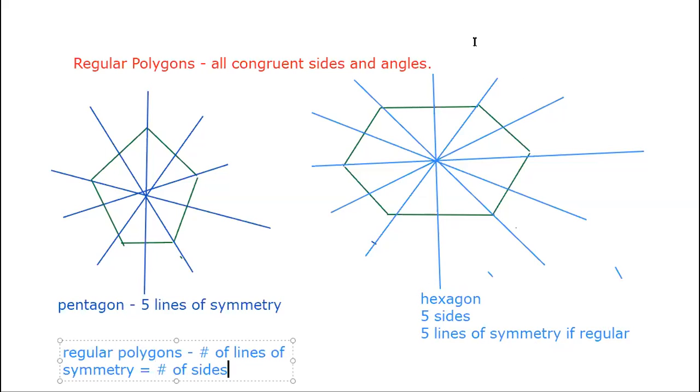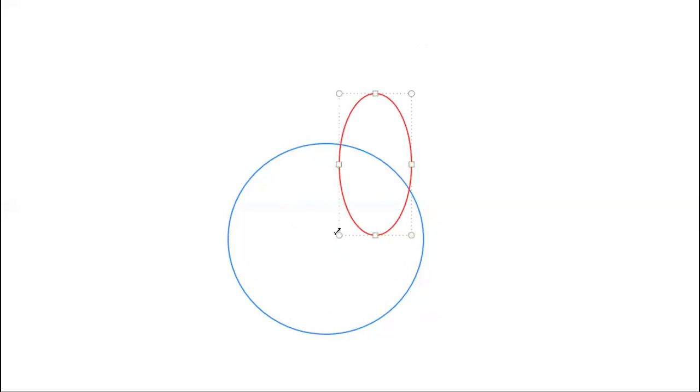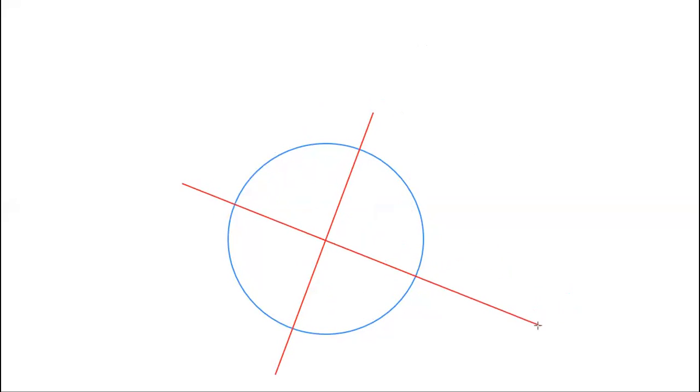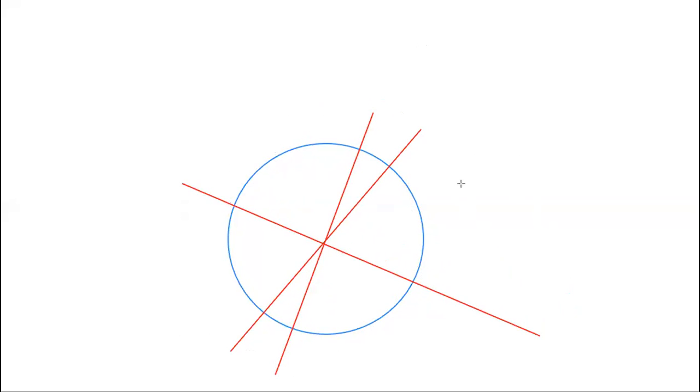Now another shape that we have dealt with is a circle. How many times can you fold a circle and get an identical half? Definitely we could take this circle and fold it in half there. But what about here? Yep. How about here? Yep. Here. For sure. Here.